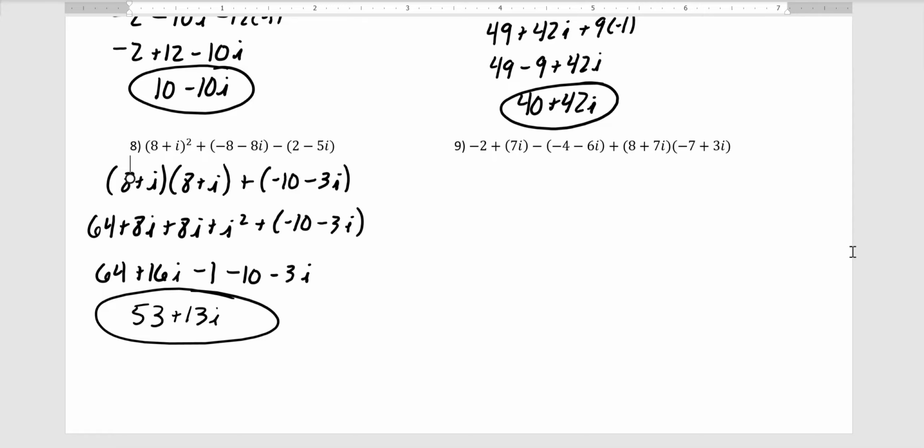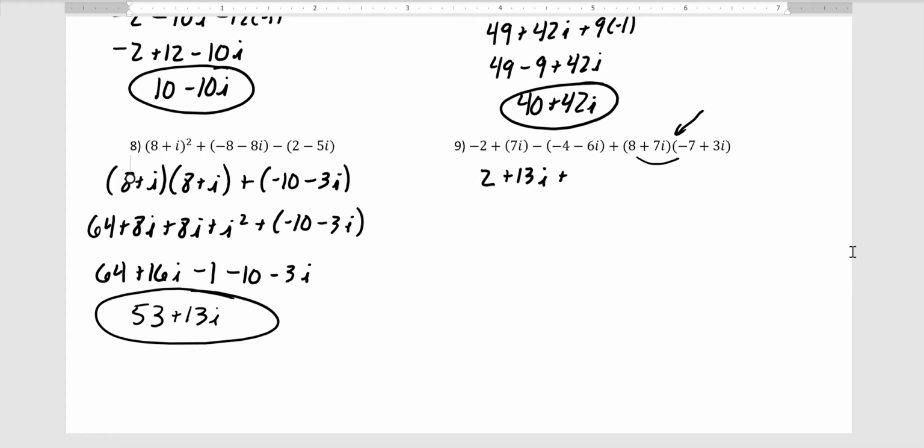Now looking at number 9, we've got a lot going on here. I see this multiplication. We'll definitely do that, but let's organize these first few terms first. Negative 2 minus negative 4. Remember, just look at the reals to start. Negative 2 minus negative 4 becomes plus 4. Negative 2 plus 4 is 2. 7i minus negative 6i, so 7i plus 6i will become 13i. Plus, and then let's multiply this all out.